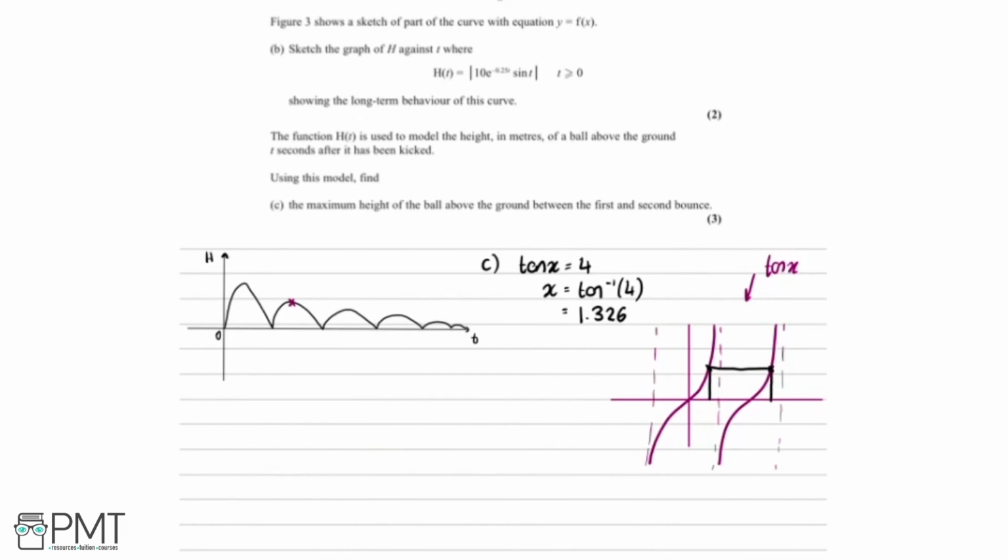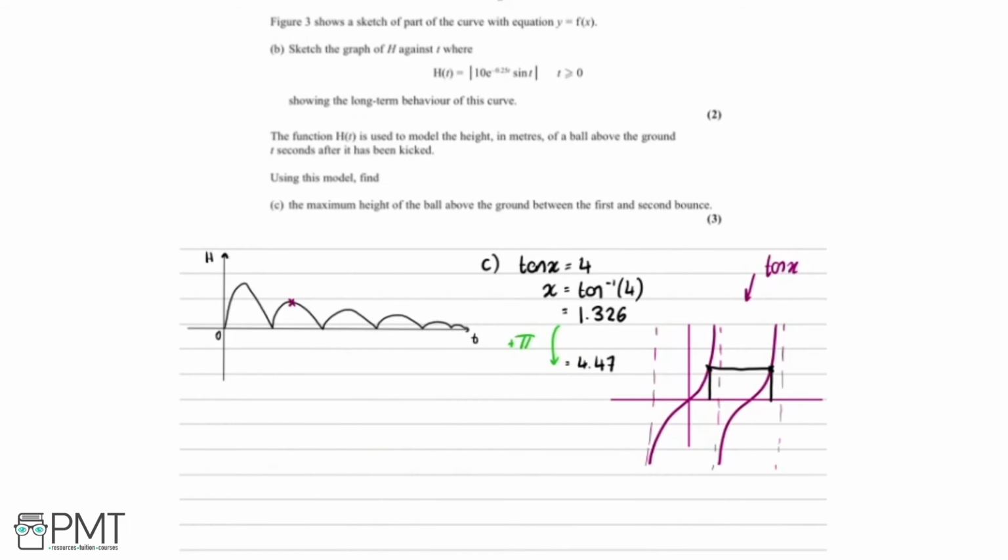And the tan graph repeats every 180 degrees, so because we're working in radians, that's every pi. So what we're going to do is get from here over to here. I'm just going to add pi to this. So if we add pi, we get 4.47 to 2 decimal places. And now that's great, so we've worked out what x equals. However, that's not what it's asking us to find in the question.